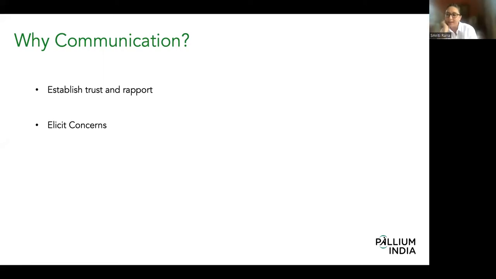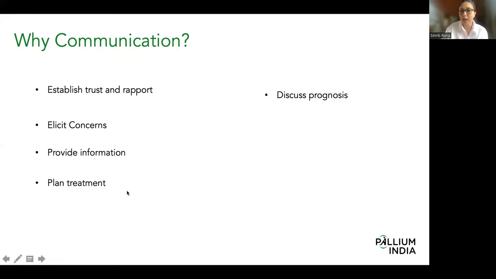Important nuances in communication. Okay, elicit concerns, helps the patient to make decisions, as Kavya said. Very importantly, it allows us to provide information. If we don't communicate with our patients and their families, how do they get the information that they need, right? Plan treatment, some of you have already mentioned that. Discuss prognosis. Where is this illness going? What is the expected outcome from these treatments?